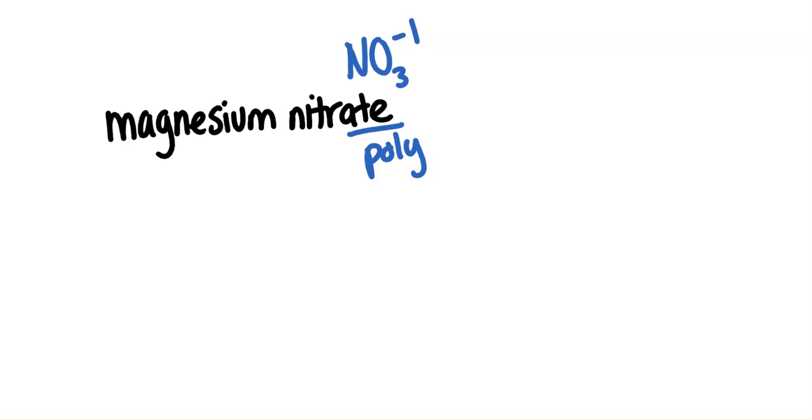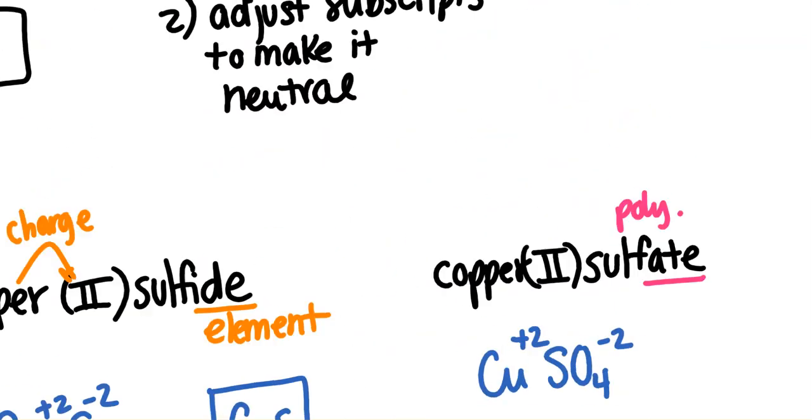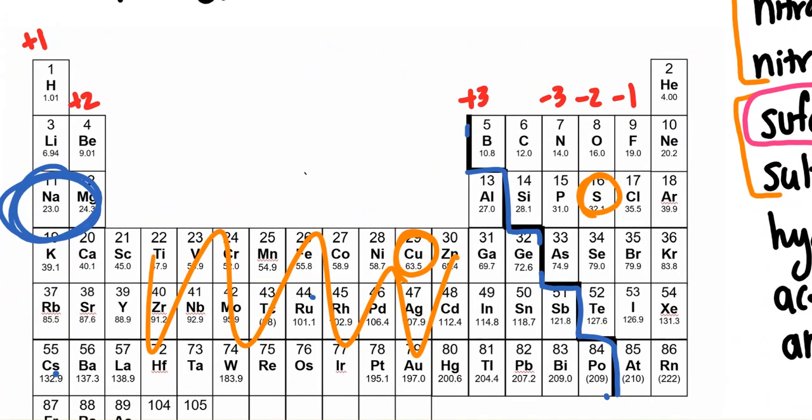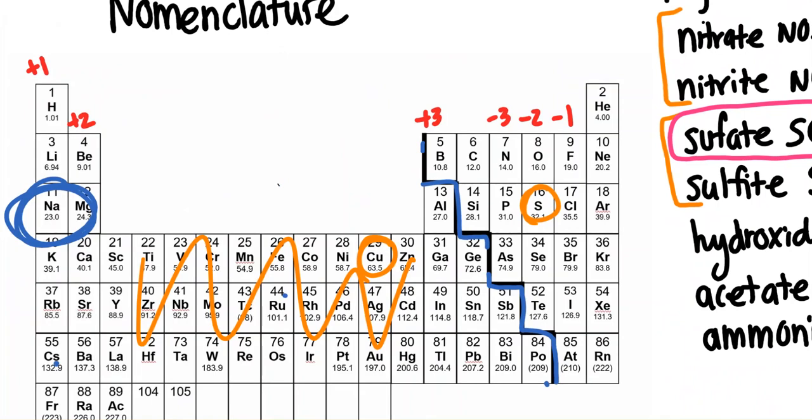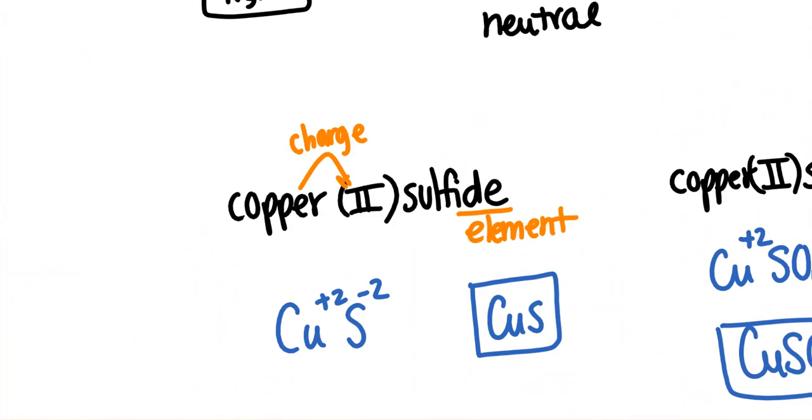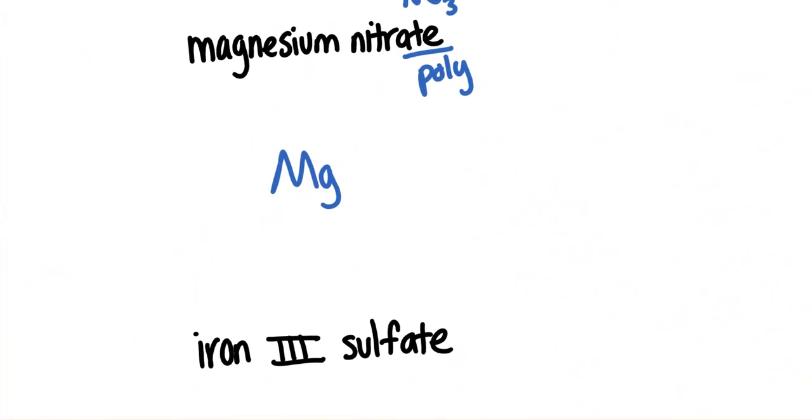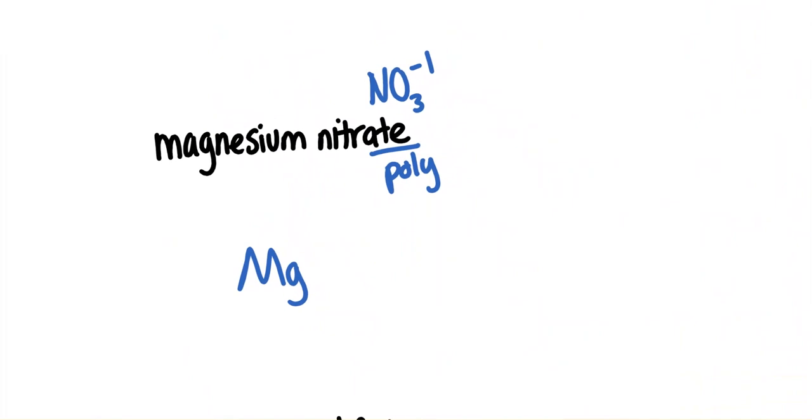I'm going to write them in order. And magnesium, let's go back to our periodic table. Let's see, magnesium is right here, and definitely a metal, +2 column. And so +2 here, and then we put our nitrate here. And then we look at our charges to decide our subscripts.